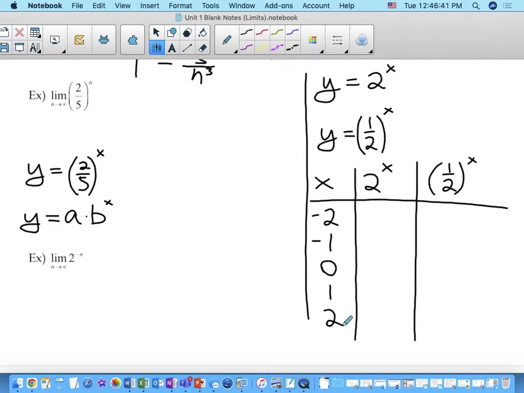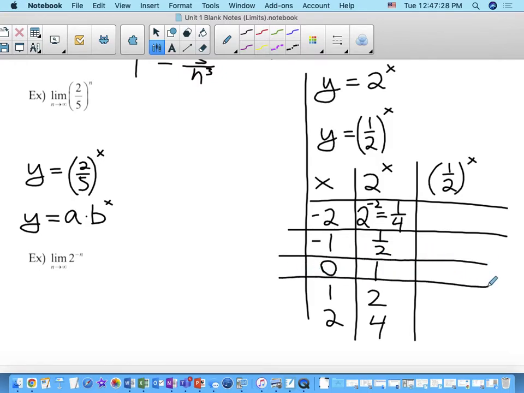what's 2 to the -2? It's not 4. It's 1 over 4, because it's 1 over 2 squared, right? So this is 1 over 2 squared, which is 1 over 4. Okay, if x is -1, what's 2 to the -1? 1 over 2, yeah. If x is 0, 2 to the 0. 1, yeah. If x is 1, 2 to the 1 is 2, and 2 squared is 4. Okay? All right, let's look at the next one.